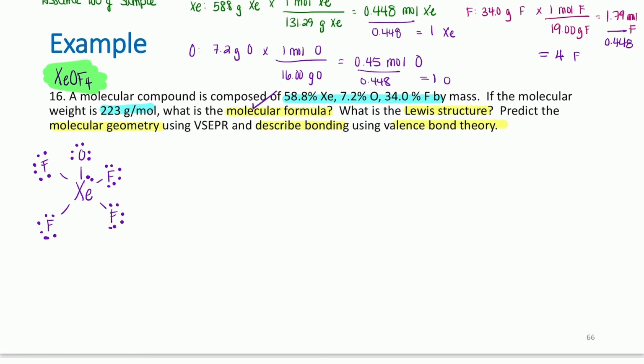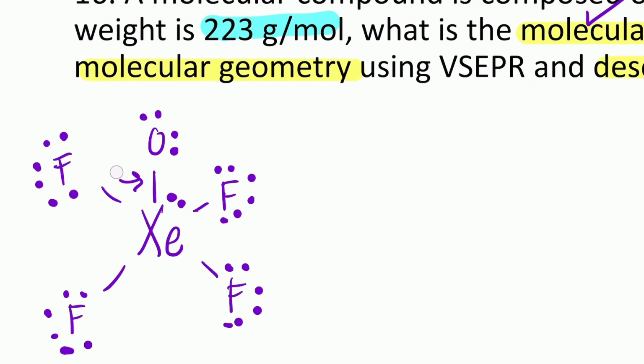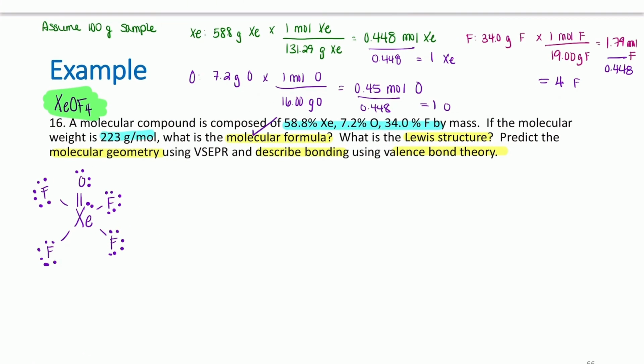Check your formal charge, and if you check your formal charge, you're going to find that oxygen and xenon are not exactly happy. So oxygen is going to donate a pair of electrons here to form a double bond to the xenon. When it does this, now everything has a 0 formal charge, which is what we want to see. We want to minimize formal charge if we can. That's my valid Lewis structure.